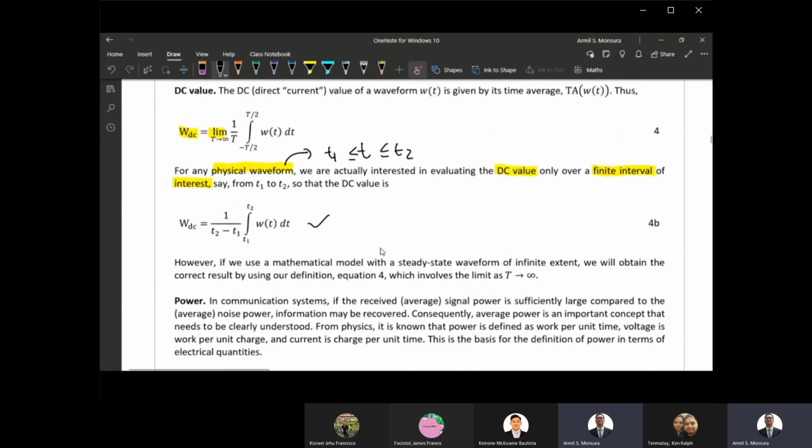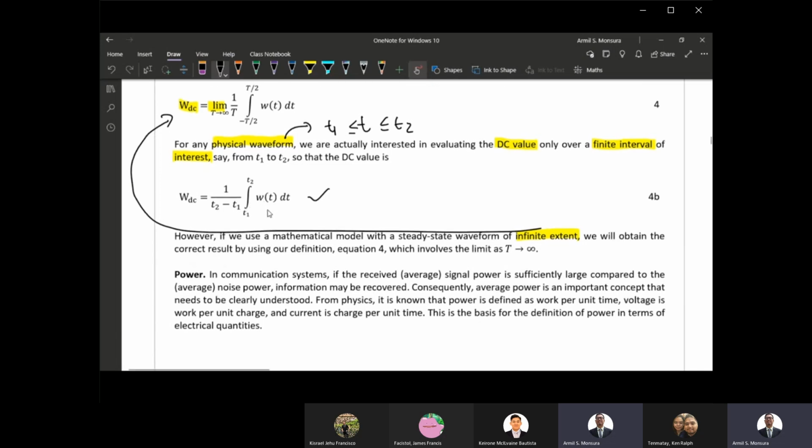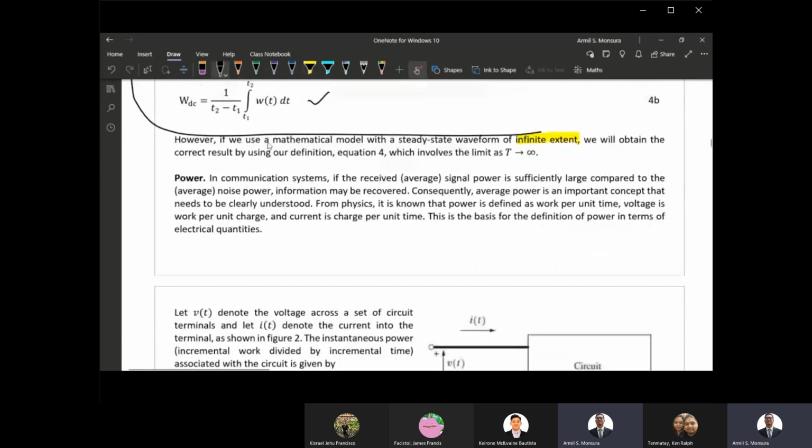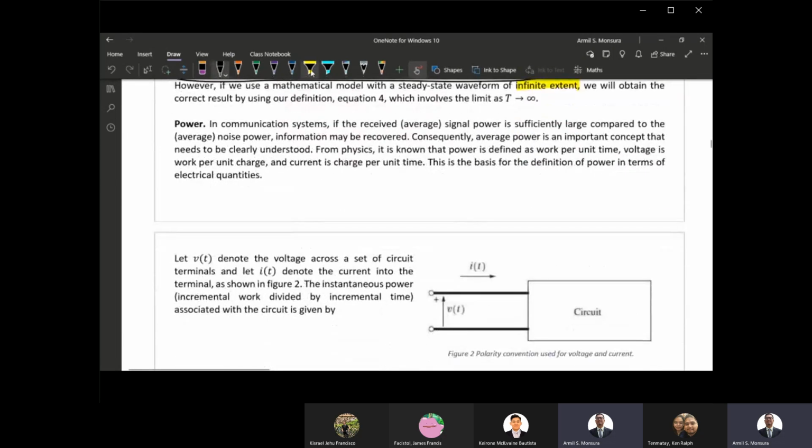However, if you use a mathematical model of infinite duration, we go back to this. If the mathematical model has an infinite duration, we will still need to use this definition for your DC value. Okay, so that's DC. Next, power.